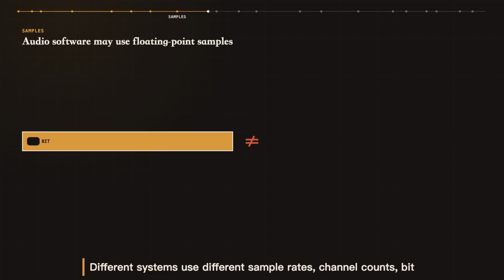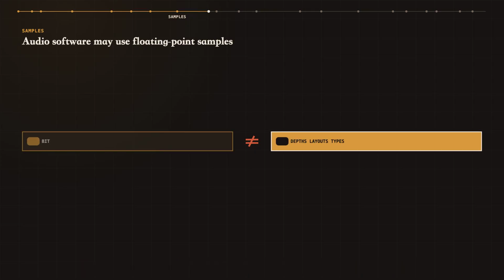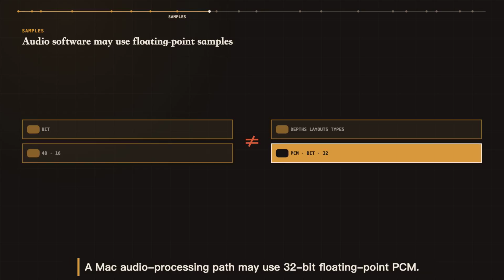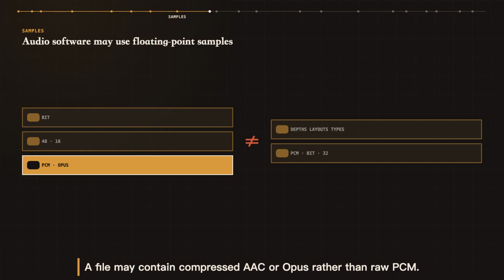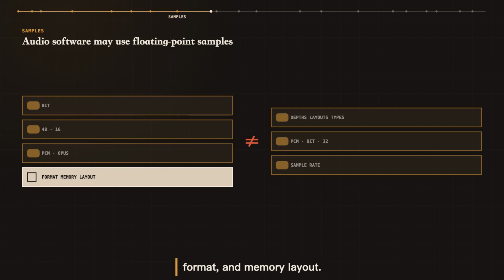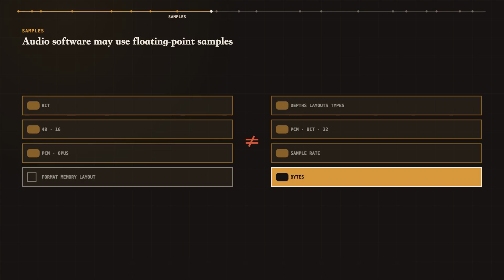Different systems use different sample rates, channel counts, bit depths, layouts, and types. A phone may capture at 48 kHz and later resample to 16 kHz. A Mac audio processing path may use 32-bit floating point PCM. A file may contain compressed AAC or Opus rather than raw PCM. Every buffer therefore needs metadata: sample rate, channel count, sample format, and memory layout. Without that information, a sequence of bytes is ambiguous.